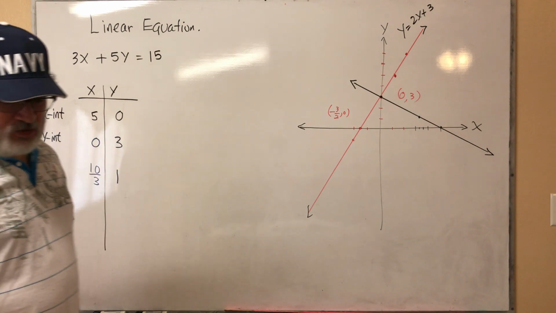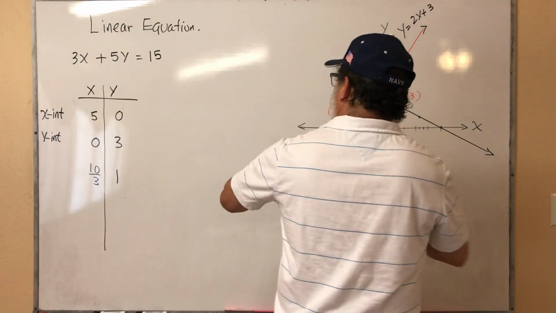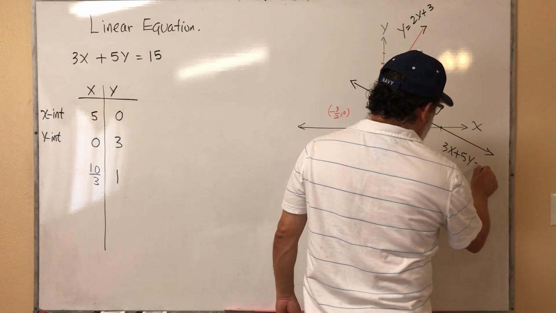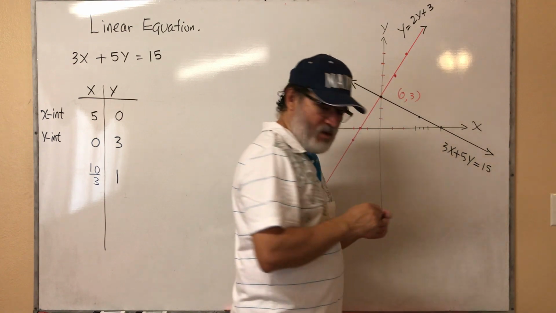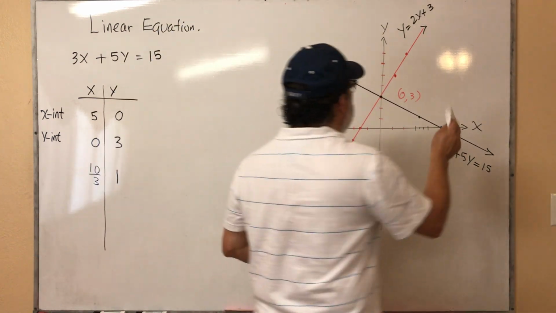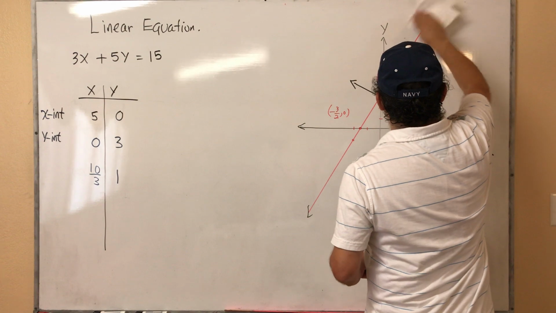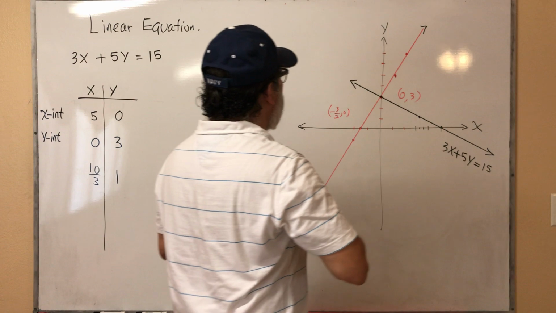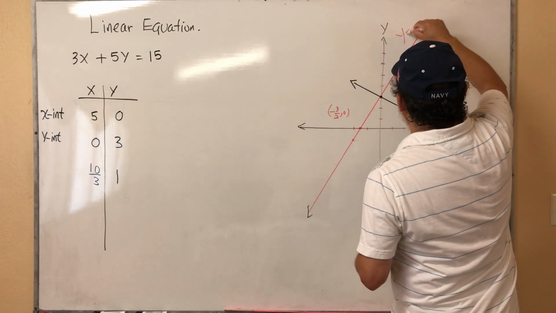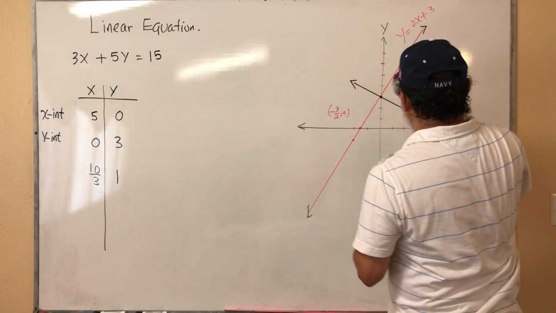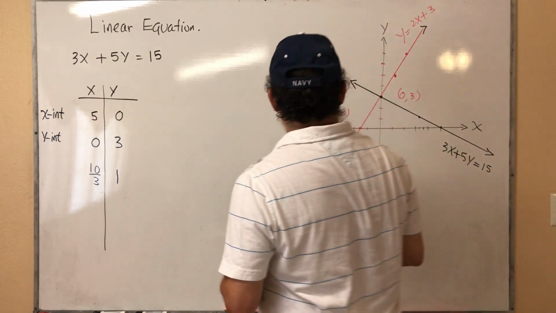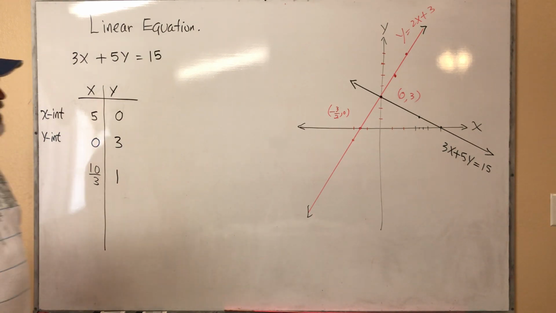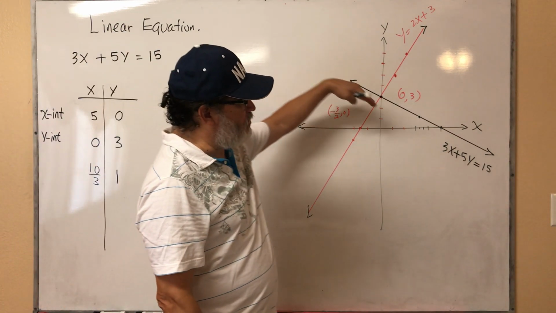All right. So here's the dark line. The dark line is 3x plus 5y equals 15. And the red line is, let me write it in red because it is the red line. What was it? y equals 2x plus 3. Okay. The red line is increasing, the dark line is decreasing.